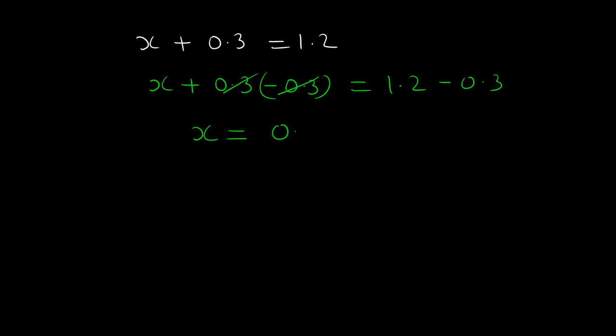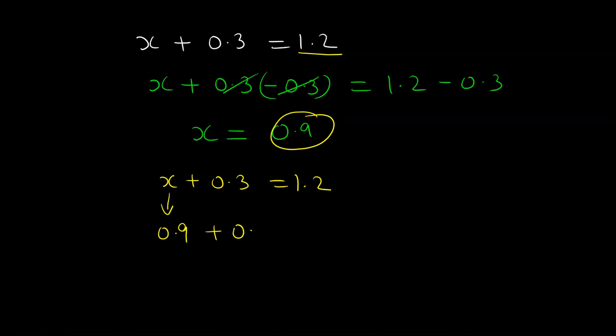We get 0.9, and we can check, make sure that is the value we get, 1.2. So x now plus 0.3 is equal to 1.2. Now we can input the value of x, which is 0.9. We got it from here. 0.9 plus 0.3 is equal to 1.2, and 1.2 is equal to 1.2. So the left hand side is equal to the right hand side.